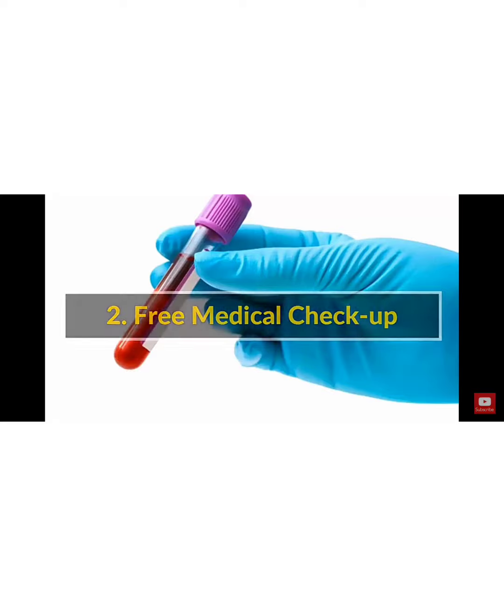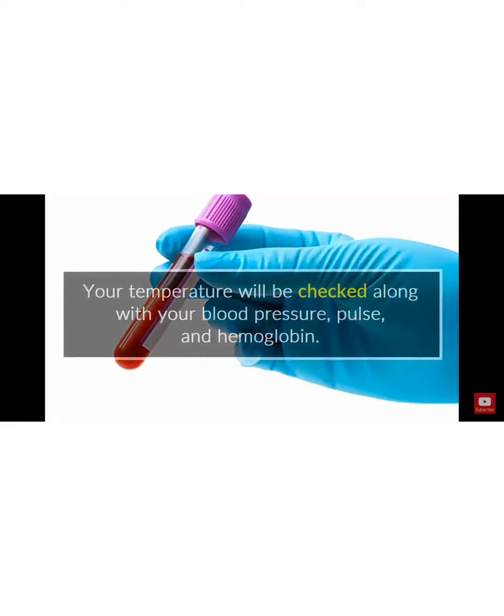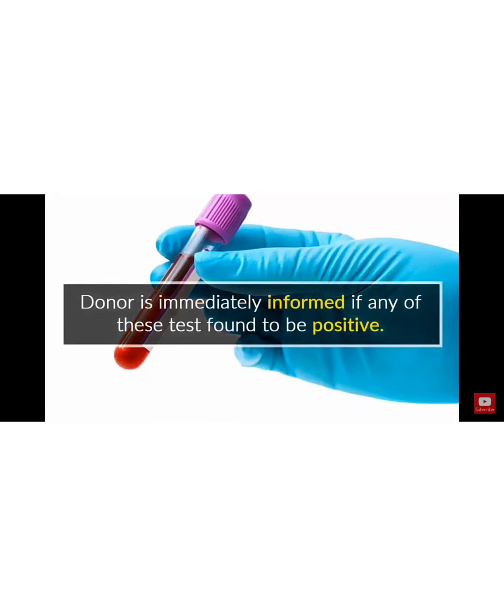Apart from all these benefits, a donor gets a mini blood test done before donating blood. Your temperature will be checked along with your blood pressure, pulse and hemoglobin. Upon donation, donors are tested for syphilis, HIV, hepatitis and malaria. Donor is immediately informed if any of these tests are found to be positive.